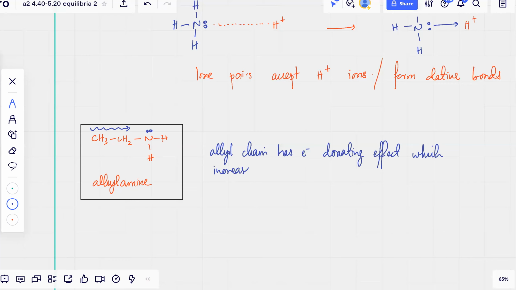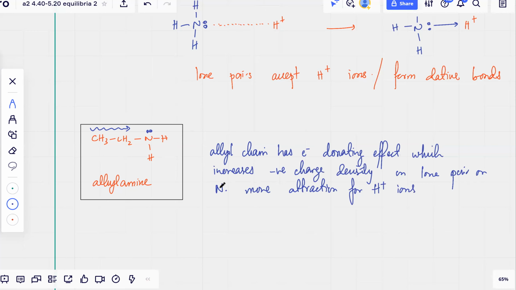So which increases negative charge density on the lone pair. So there's a higher charge density on the lone pair on N, and because of that there's going to be more attraction for H plus ions. So it's going to have a lot more attraction for H plus ions. This is what this alkyl chain would do. Is this clear?